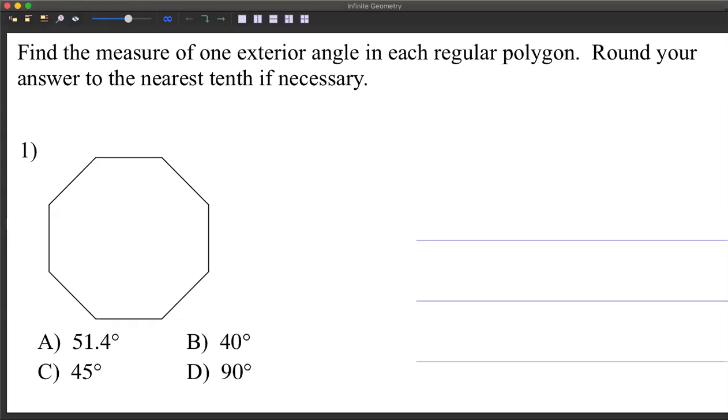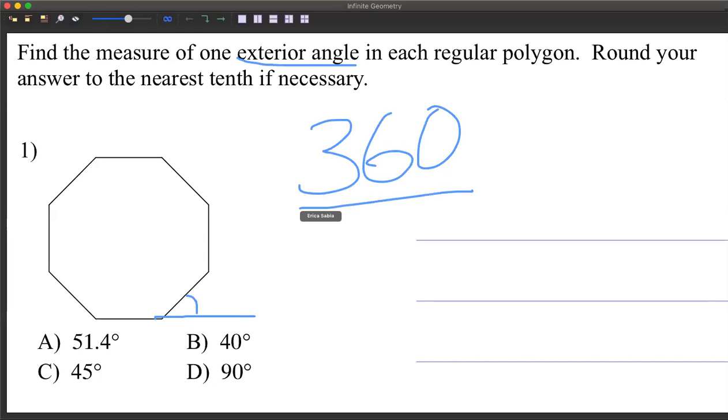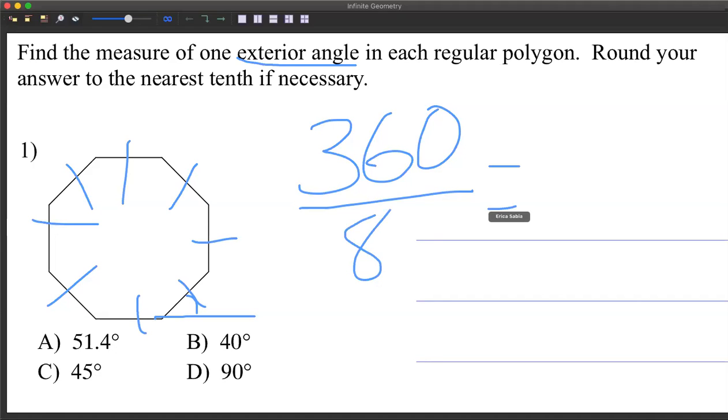Okay, so you're going to get these, and again, I cannot stress this enough, just make sure that you are reading the directions. This one says they want the measure of one exterior angle. So according to our notes, remember, an exterior angle is just one of these. All I need to do is 360 divided by the number of sides that I have. This shape is an octagon: 1, 2, 3, 4, 5, 6, 7, 8 sides. So make sure that you do 360 divided by 8. And when I do that, I find out that the answer is 45.